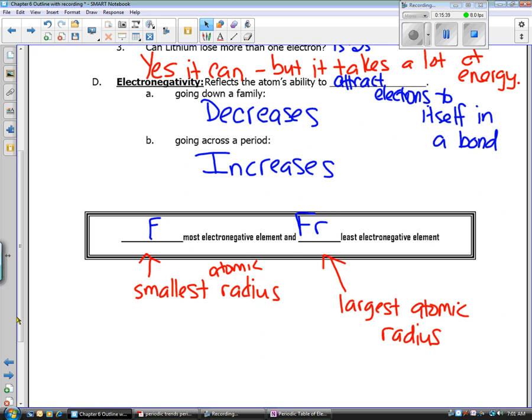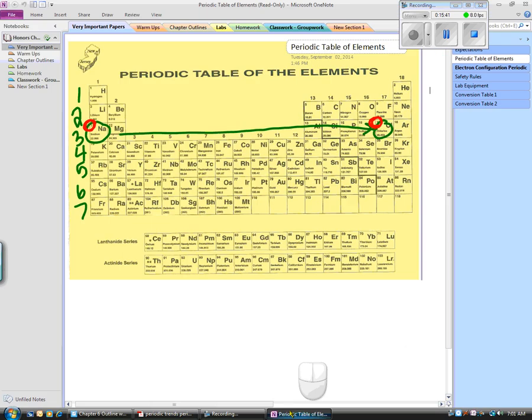I want to show you the two corners of the periodic table. Let's take a look at this. We've got fluorine up here, francium down here. So this is big, this is small. That way, if you're comparing two, let's say you're doing lanthanum and yttrium, you could tell that lanthanum is going to be bigger just because it's closer to your biggest. So that might help.